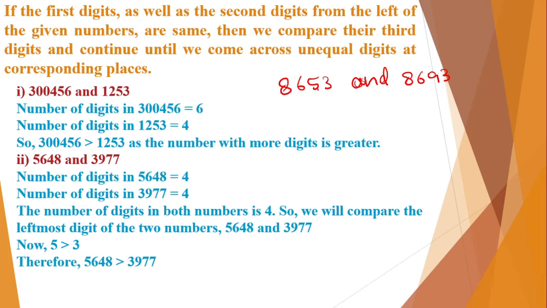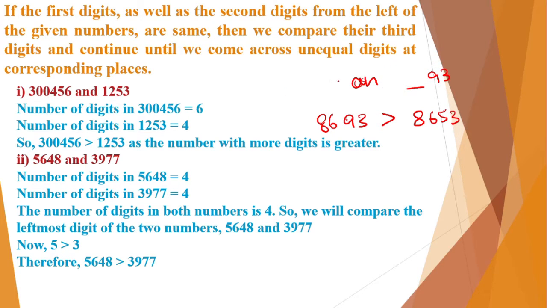After 8 and 6 we have 5 here and here we have 9. If we compare 5 and 9, 9 is greater than 5, right? So 8693 is greater than 8653. So we should keep on comparing till we get unequal digits.